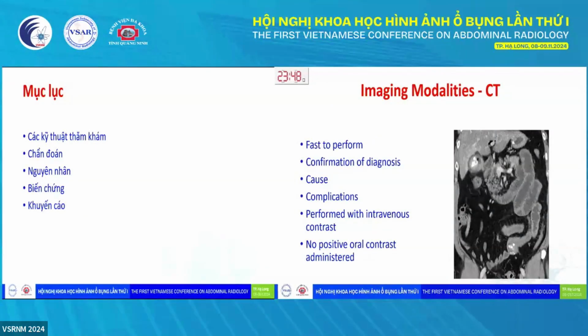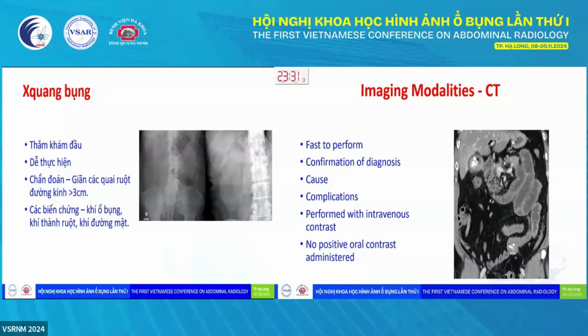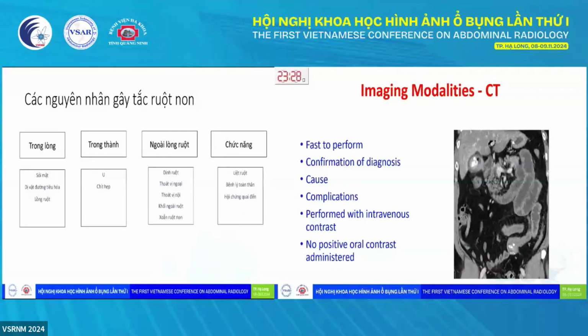However, CT remains the main imaging modality in order to evaluate these patients further. It is fast to perform. It also gives confirmation of the diagnosis. At the same time, it can also evaluate for the cause of the obstruction, look for any complications. Most of the time, it's performed with intravenous contrast and no positive oral contrast is administered.